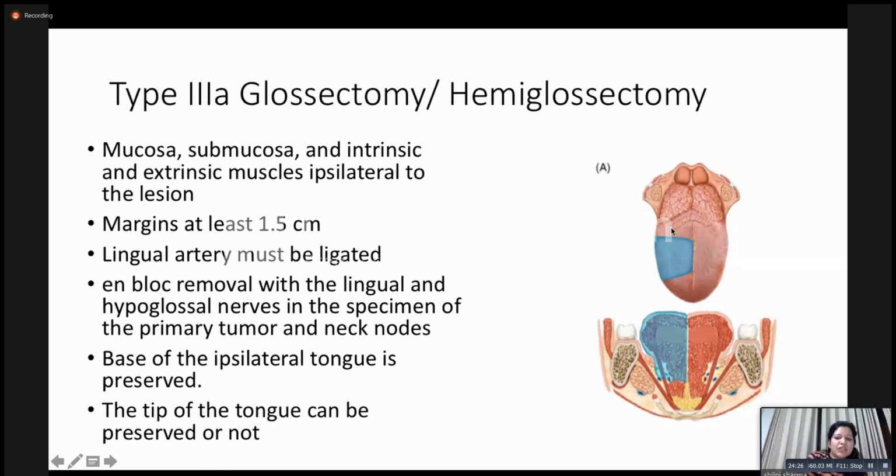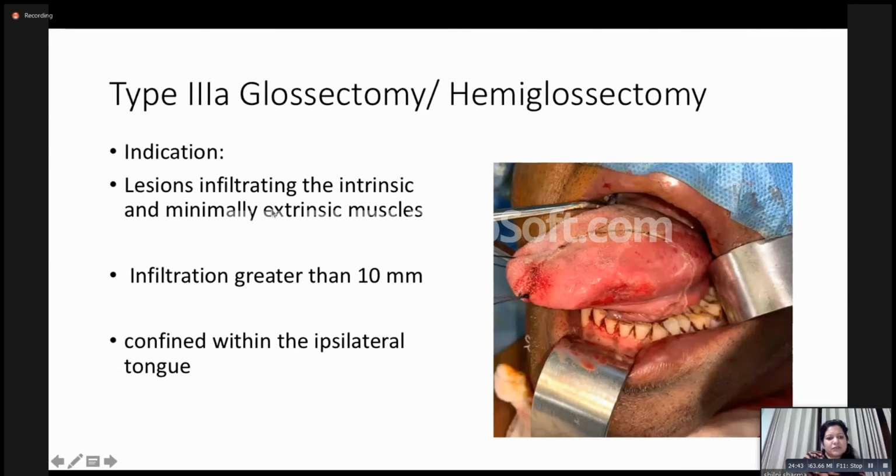You can even preserve a part of the adjacent tongue if it is beyond your 1.5 centimeter limit, and even the tip of the tongue, because it has functional consequences. If it can be preserved safely, then you can preserve it. The indication is basically lesions which are infiltrating the intrinsic muscles and just reaching the extrinsic muscles but with no significant ankyloglossia, and confined to the ipsilateral tongue. So somewhere like this, when you go through the midline septum, go quite wide, 1.5 centimeter, probably the base of tongue or just the adjacent anterior tongue can be preserved.